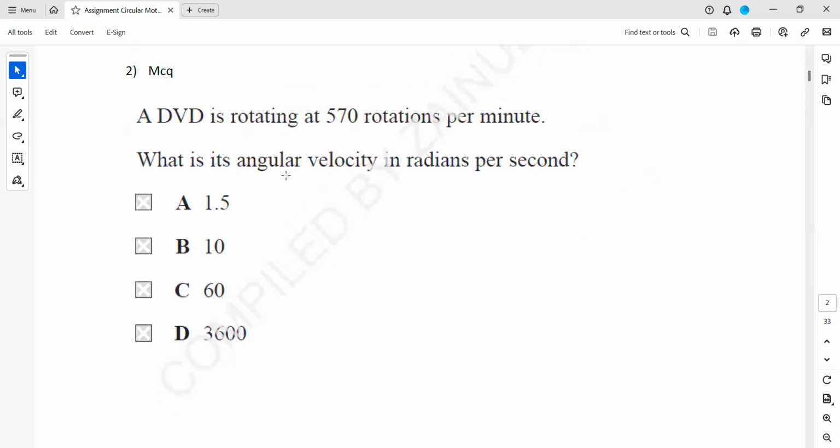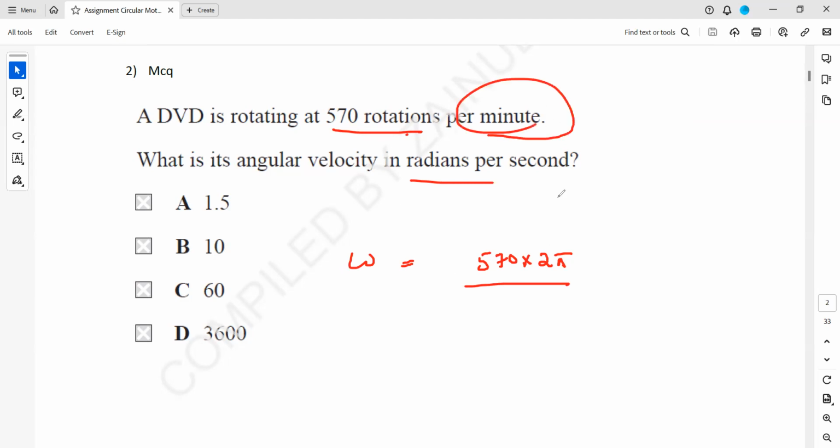A DVD rotating at 270 rotations per minute. We want to convert into radians. One rotation or one revolution is 2 pi radians. So 270 multiplied by 2 pi, divided by time, again in minutes, so we have to convert into seconds, so divided by 60. That will be equal to C as well when you simplify. Substitute the value of pi, which is 3.14.